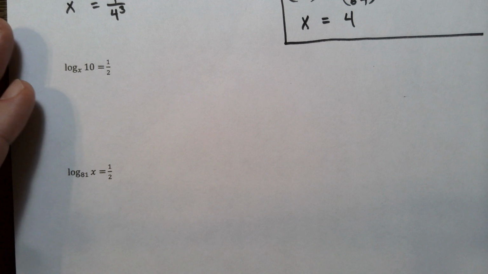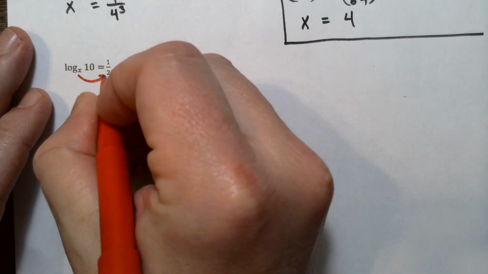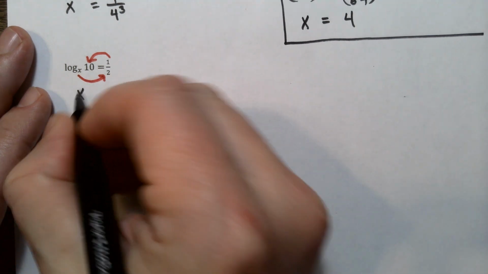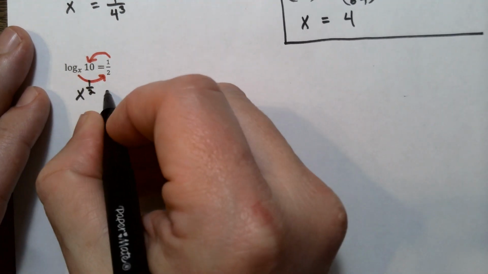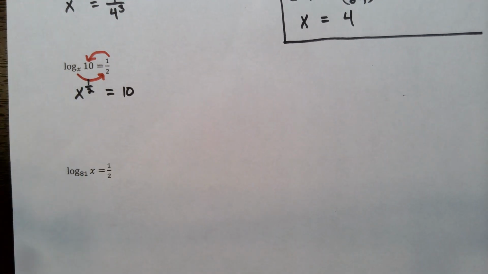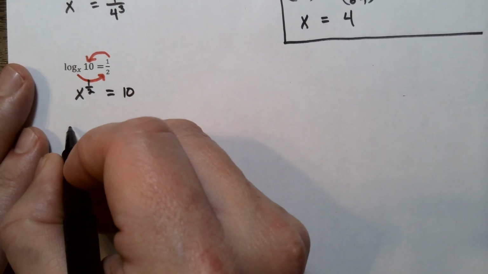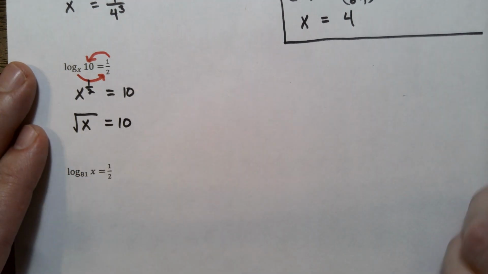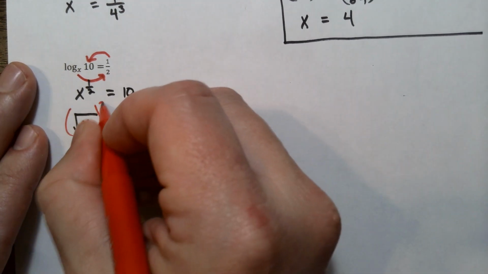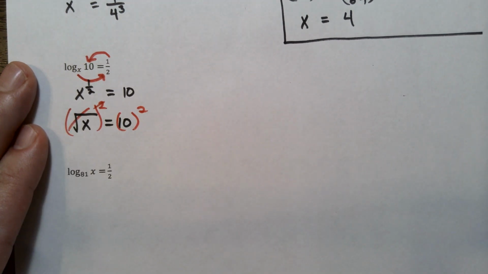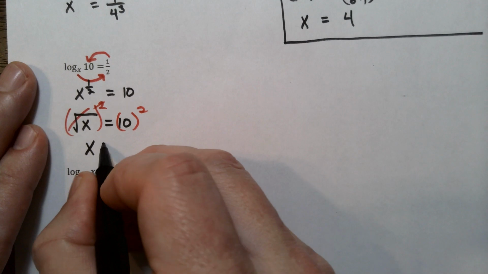We're going to change this to an exponential. So it'll be x to the power of 1/2 equals 10. Remember that when you have a 1/2 power, that is a square root. So this is the same thing as the square root of x is equal to 10. You get rid of square roots by squaring them. So I'll square both sides. A square and a square root cancel, leaving us x equals 100.